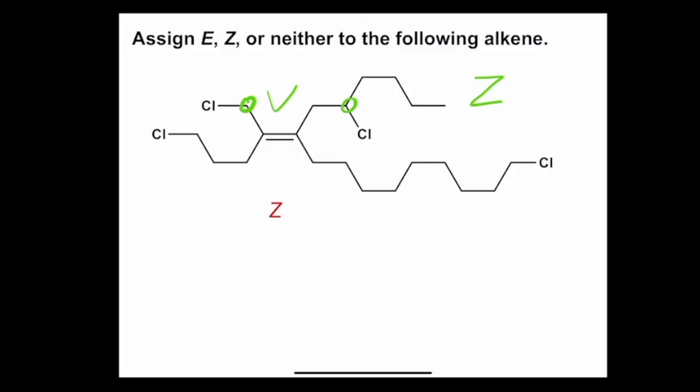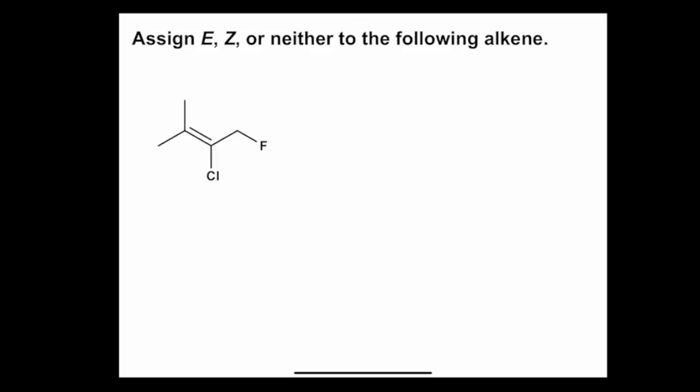So we stopped with this one saying this is a Z alkene. What we're going to jump off now is the same kind of assignments. What about this one? Is this an E or is this a Z?